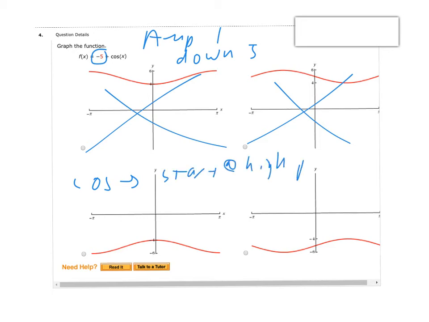And so the high point is going to be this one. That's like the middle of the graph should be a high point, and so I'm going to say it's this one. This one would be negative 5 plus sine of x. It's starting at that midpoint.